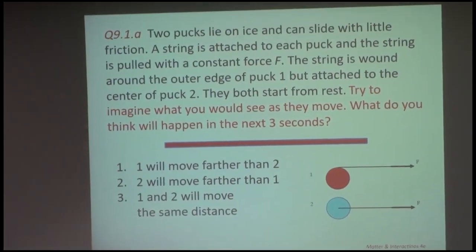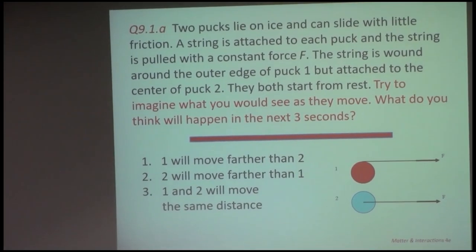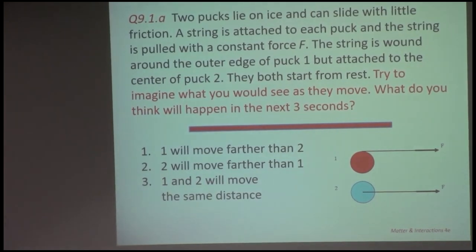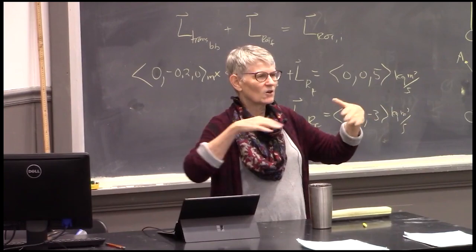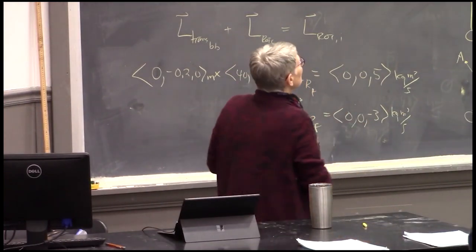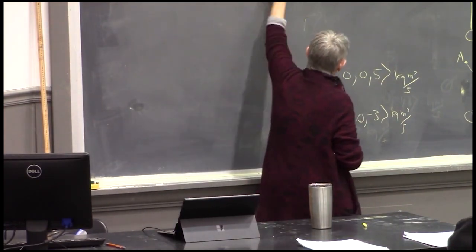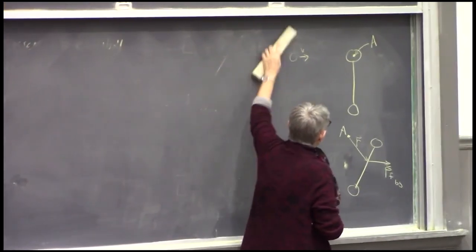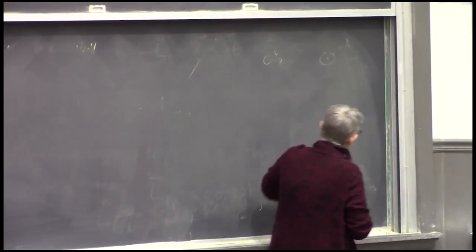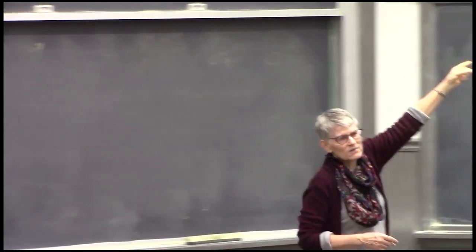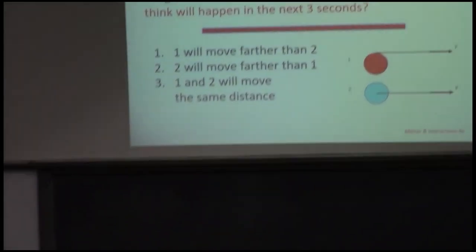So, since we're talking about rotation, let's think about this for a minute. We've got two disks sliding on a surface with extremely low friction, like an air hockey table or something like that. And they're both being pulled with exactly the same force. One of them has a string just anchored at its center, and the other has a string wrapped around it, so as you pull, the string unwraps. Okay?